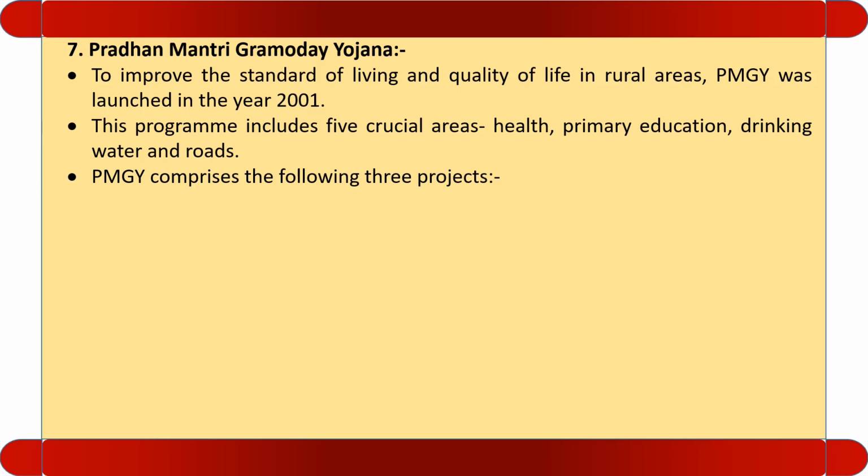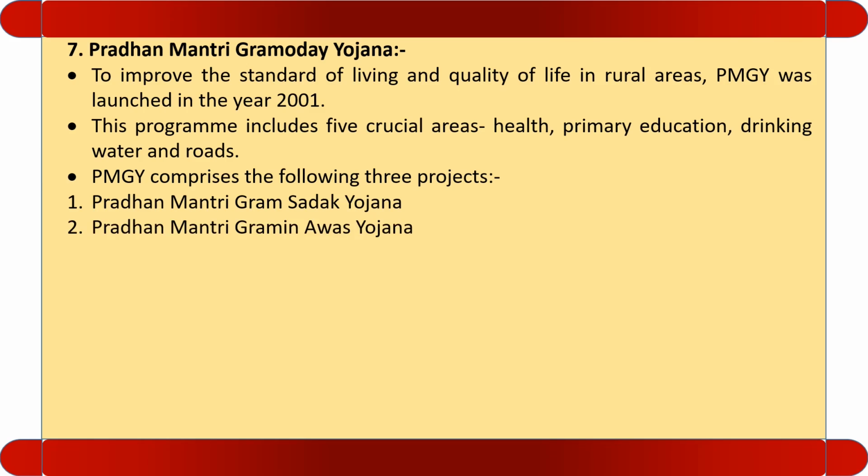Pradhan Mantri Gram Uday Yojana has the following 3 objectives. Number 1, Pradhan Mantri Gram Sadak Yojana, to join the rural area with the urban area by developing pakka roads. Second is Pradhan Mantri Gram Awas Yojana, to construct houses and provide pakka houses to the villagers. The next is Pradhan Mantri Gramin Drinking Water Yojana, to provide drinking water facilities to the rural poor.